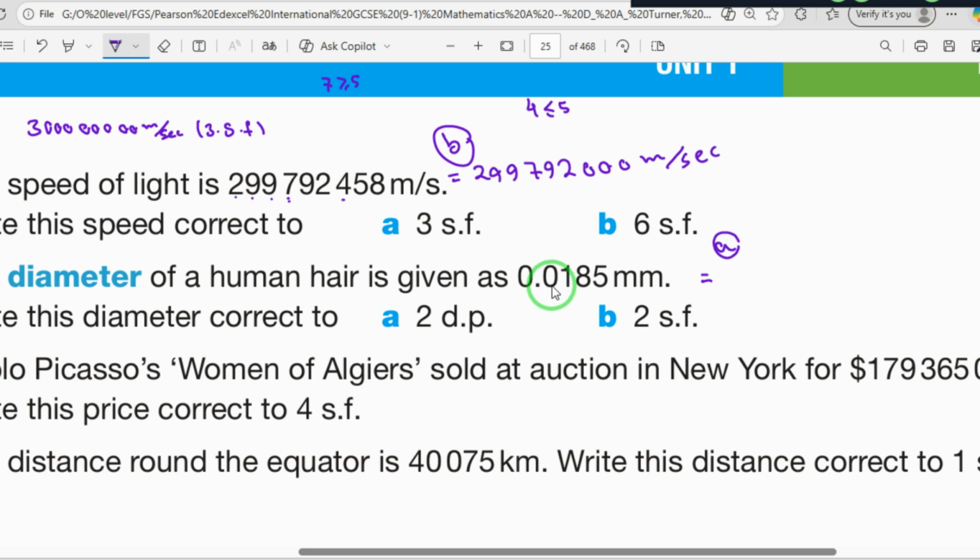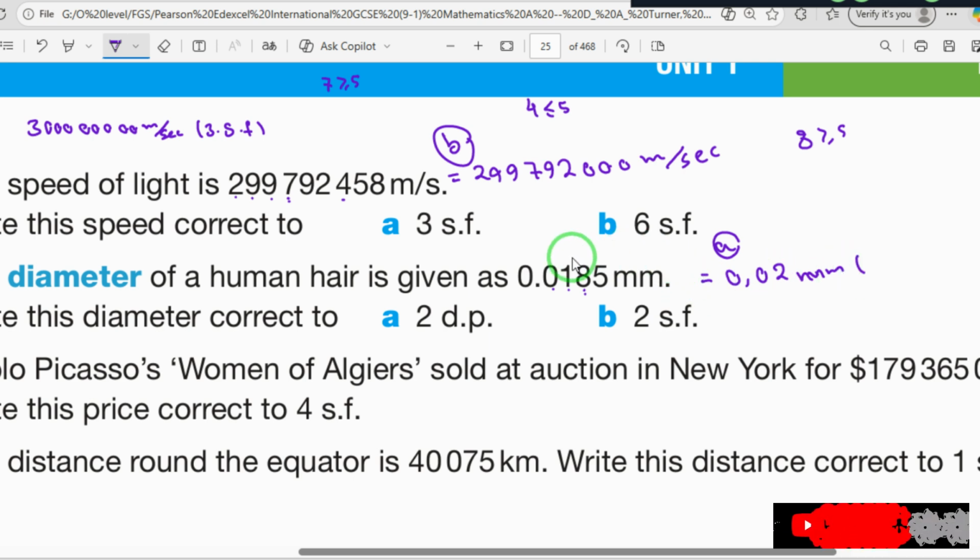We count from left to right 1 2, and now we face with 8. It's larger than 5, so we round up 1 to 2. It's equal to 0.02 millimeters. This one is correct to 2 decimal places.